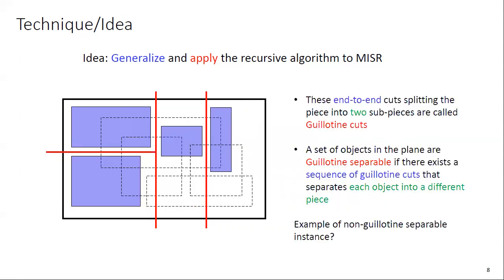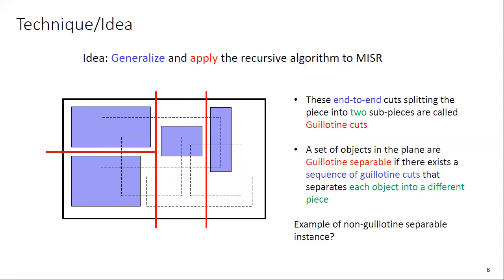These cuts that are cutting the pieces in two each time, let's call them guillotine cuts. And let's say that a set of objects, so rectangles in the plane, is guillotine separable if there is a sequence of guillotine cuts that separates each object into a different piece. So for example, the set formed by these four rectangles is guillotine separable. This is the sequence of guillotine cuts.